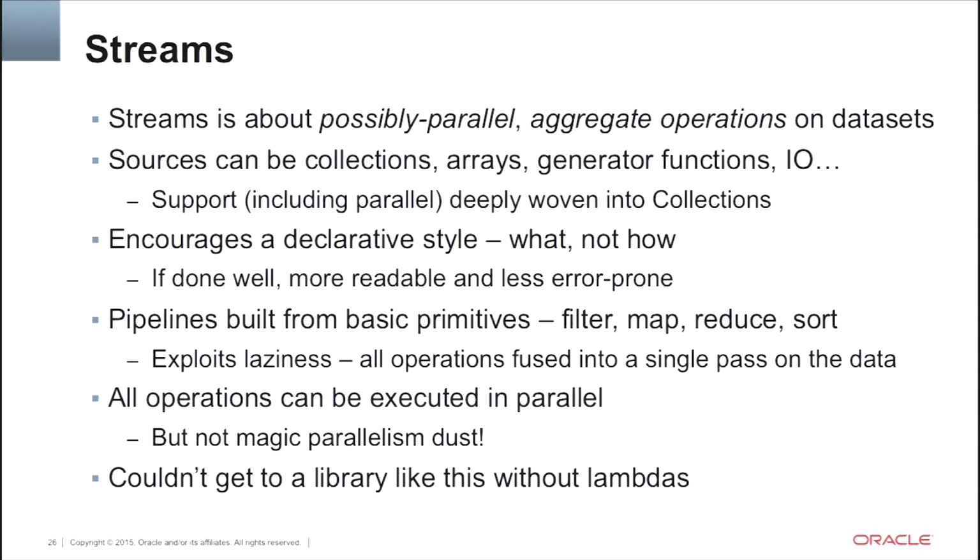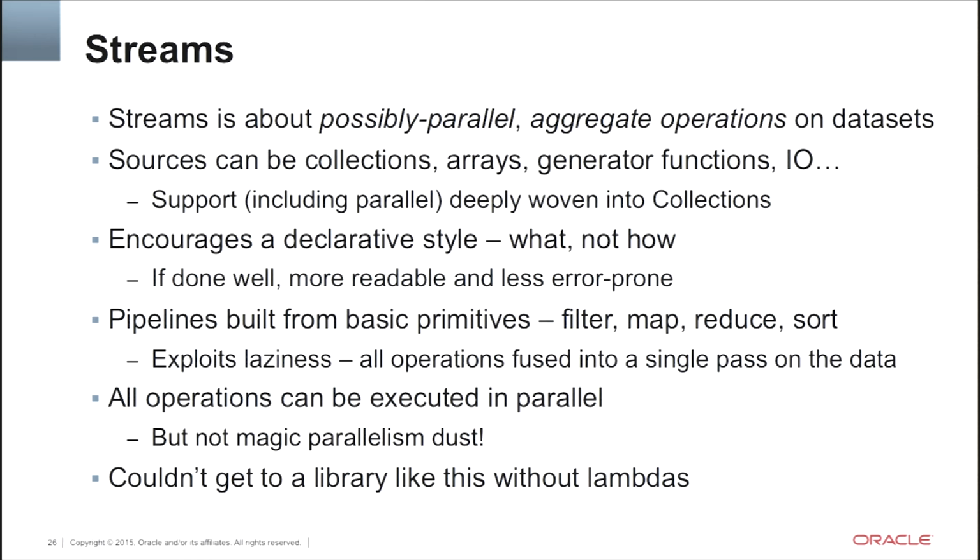Because fork join is powerful but hard to use, streams is layered on top of fork join, and is easy to use. Streams is about possibly parallel aggregate operations on data sets. And your data set can be anything. It could be a collection, it can be an array, it could be a generator function, it could even be an I/O stream. And we've gone out of our way to weave in support throughout the JDK into all the collection implementations so that any of them could be a source for a parallel computation.